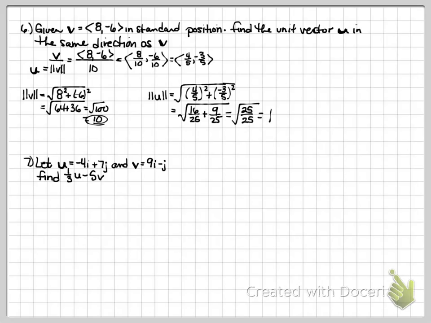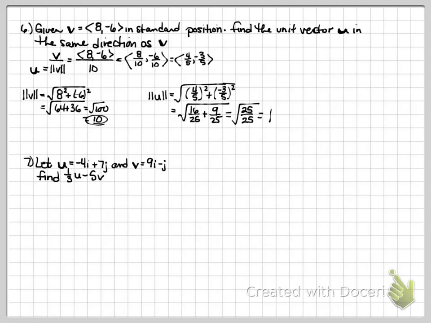Okay, so we're on number 7. It says let vector u equal negative 4i plus 7j and vector v equal 9i minus j. Now you're probably wondering what these i's and j's are. This is called the linear combination for a vector. It's another way to write it, but we still do everything the same. The i is the horizontal component, the j is the vertical component.